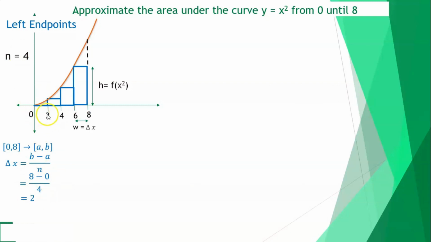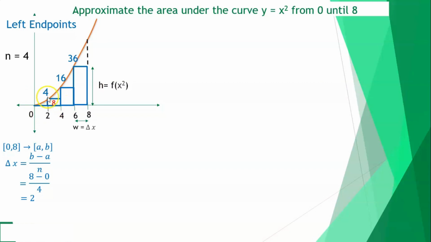So from 0, we have 2, 4, 6, and 8. Take note of this. If we have 2, substitute into x squared, we get 4. If we have 4, then 4 squared becomes 16. If we have 6, squared, that becomes 36. And we started from 0, so 0 squared is 0.